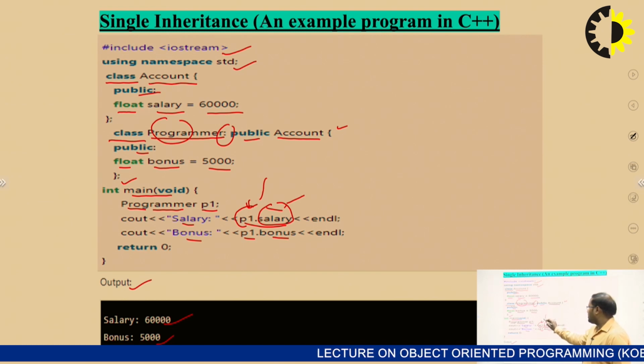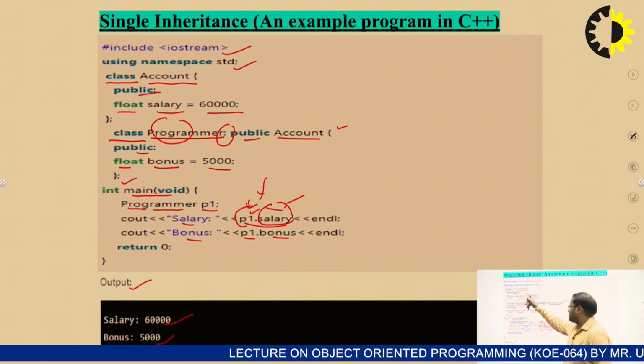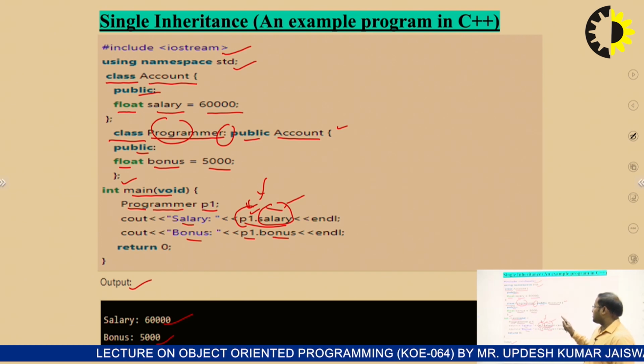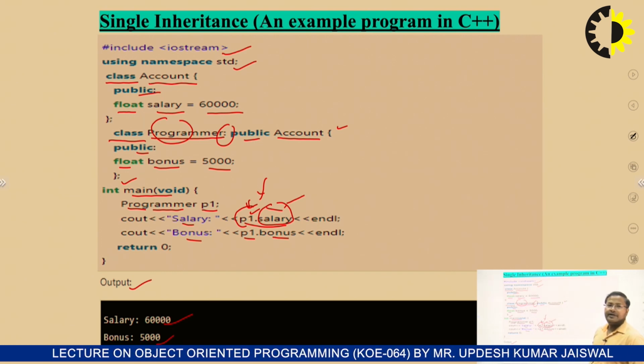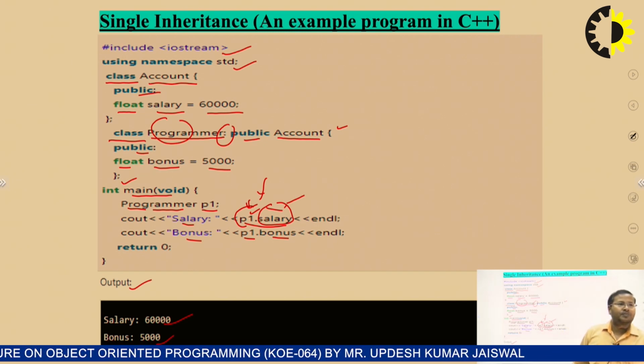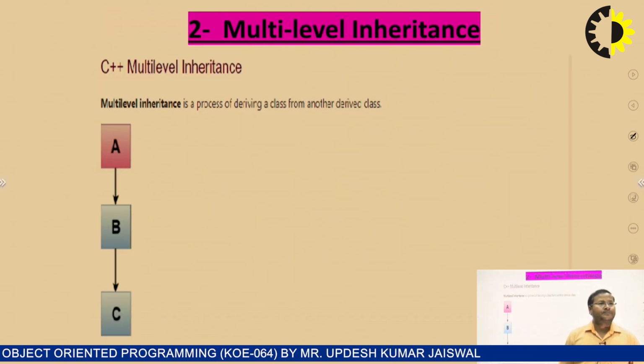It will be noted that P1 is not the object of the base class, but P1 is the object of the derived class. By using the object of the derived class, we are accessing the data member of the base class. So this is one of the best examples of single inheritance.